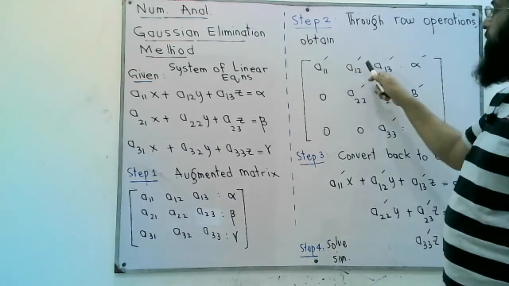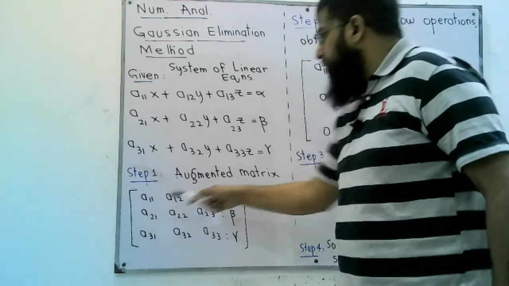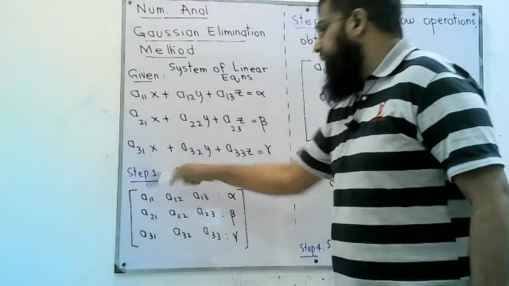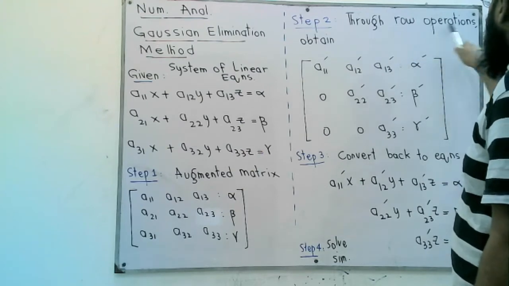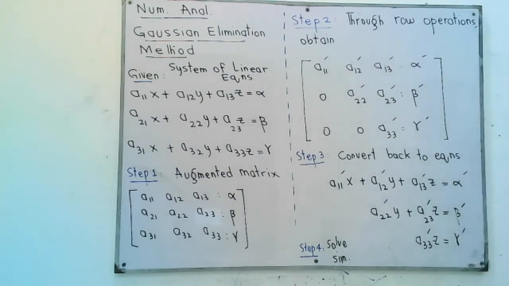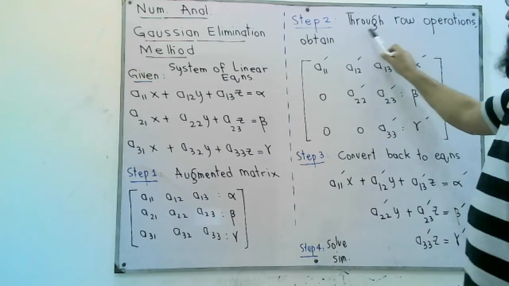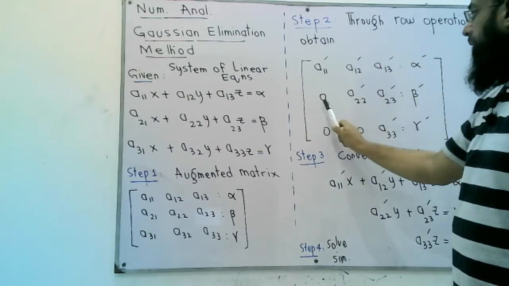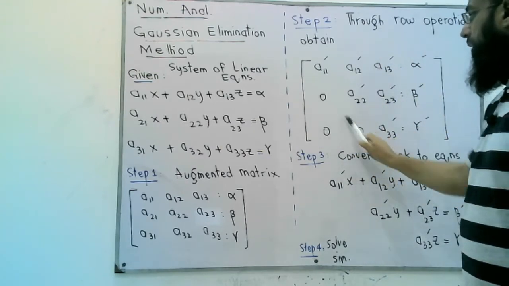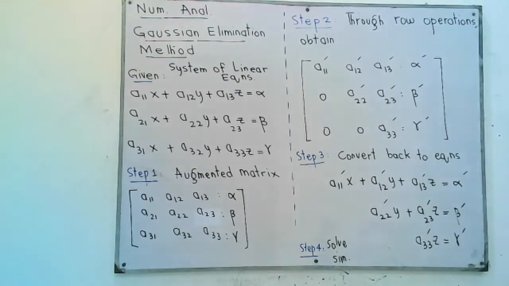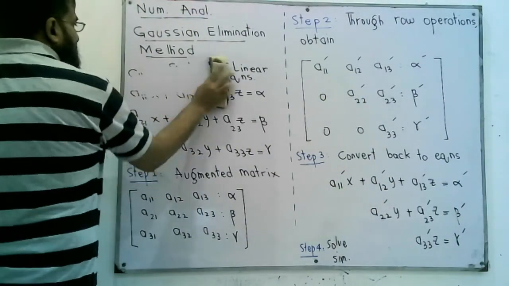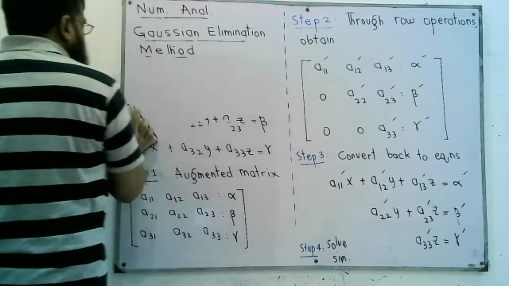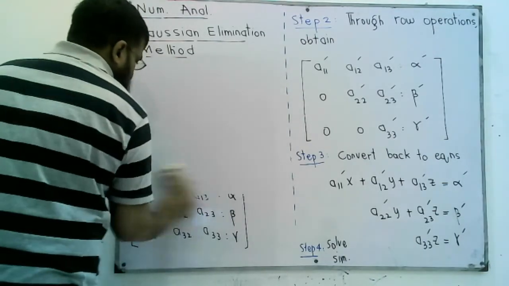These primes are different from the original numbers. This a11 prime is different from this a11 because we have obtained it through repetitive row operations, and we apply these row operations until we obtain this triangular matrix. So this is very simple. In order to better understand this method, let's solve an example.